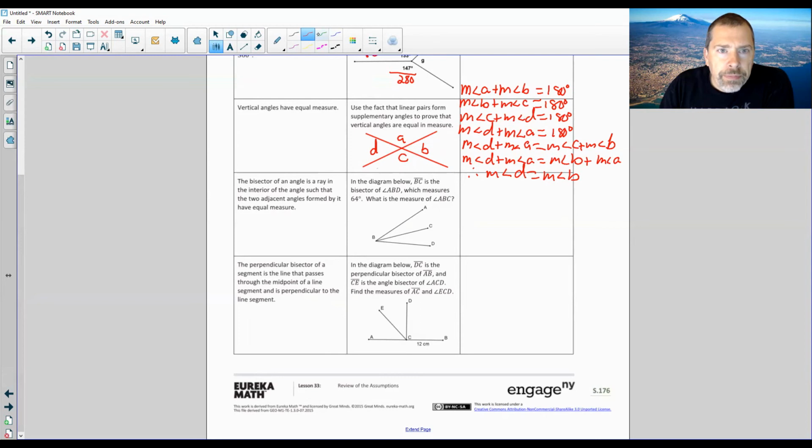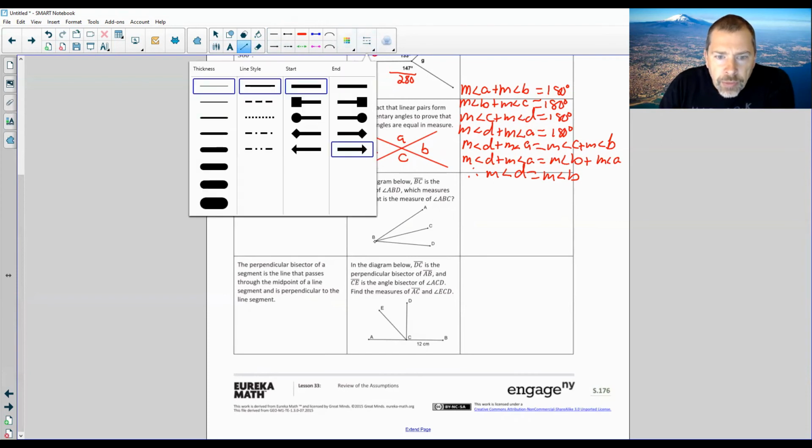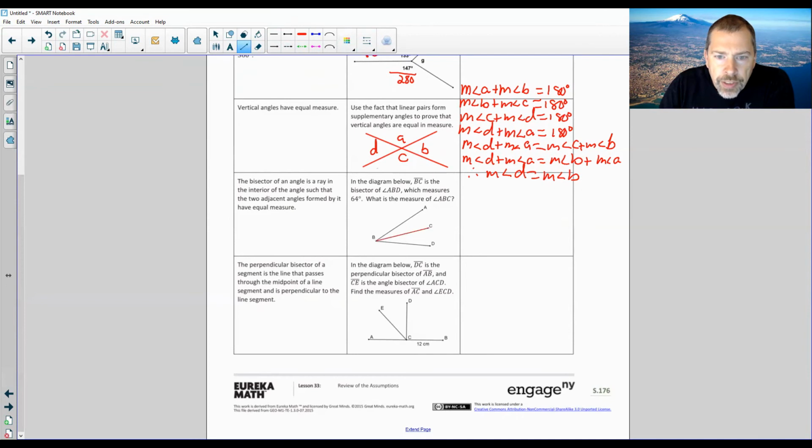Okay. The bisector of an angle is a ray in the interior of the angle such that the two adjacent angles formed by it have equal measures. So what they're saying here is, if I have a ray BC, it's right here, there's ray BC. I now know that the measure of angle ABC is equal to the measure of angle CBD.